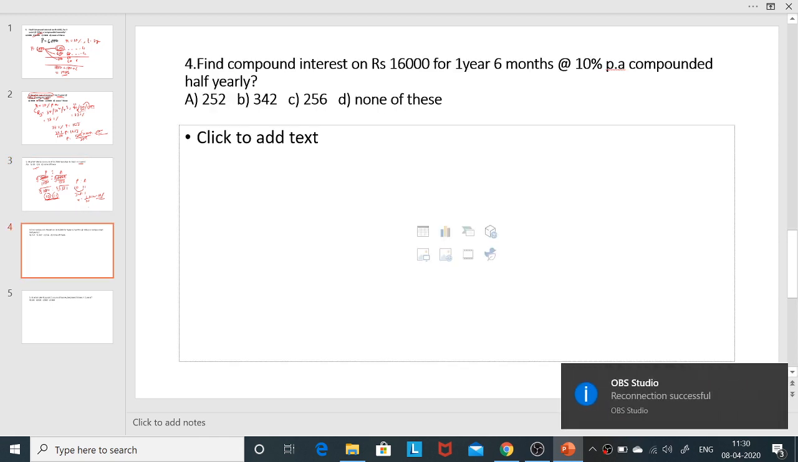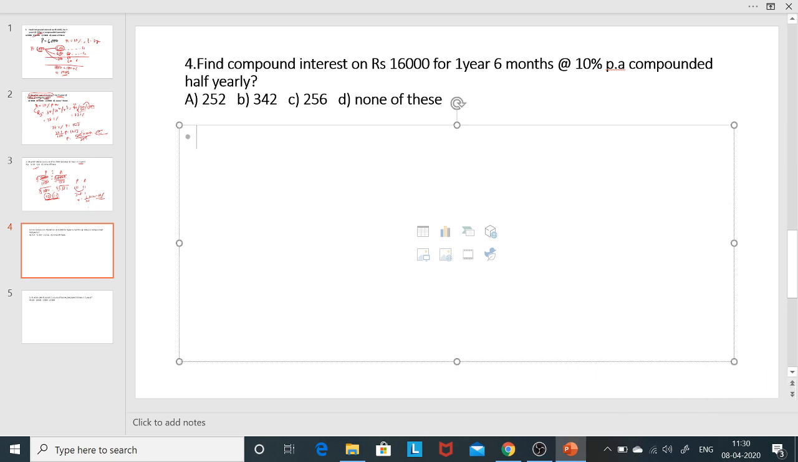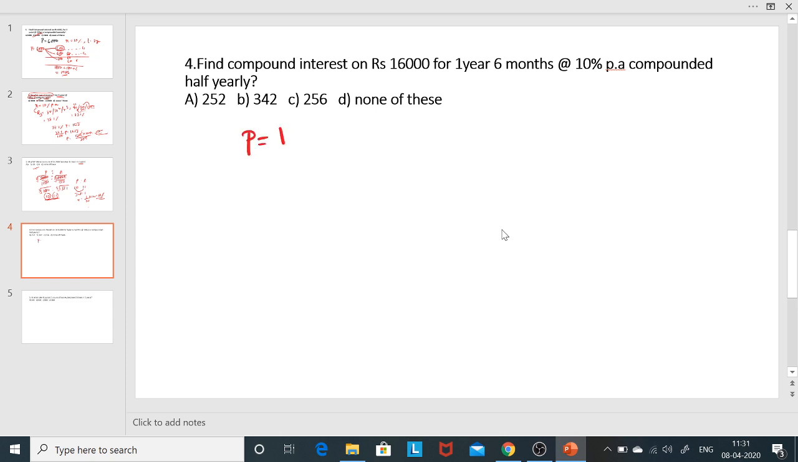Moving to next question, you see. In the next question, you see the compound interest on rupees 16,000 for 1 year 6 months at the rate of 10% per annum compounded half yearly, which you have to calculate. Now here in this question, your principal is 16,000, your rate of interest is 10% per annum, and your time t is equal to 1 year 6 months.